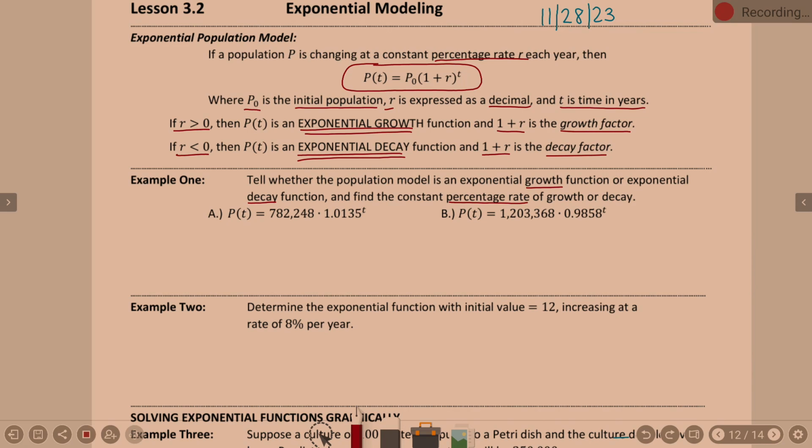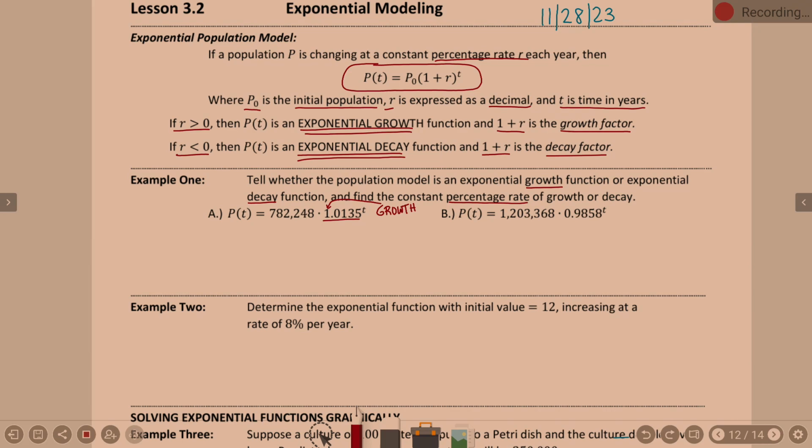Thoughts on A? Growth. Why? Because it's greater than 1. When he says it's greater than 1, I'm going with he's looking at that value there is greater than 1. And I agree, that is one way to tell, because I see that's a 1 point something, that is one way to tell me it's growth.